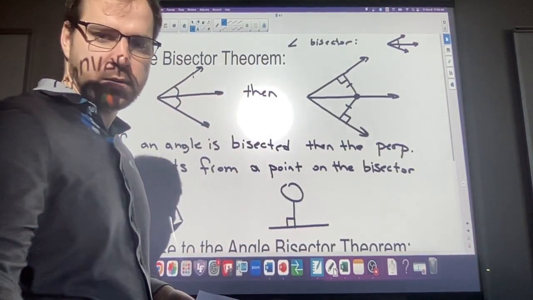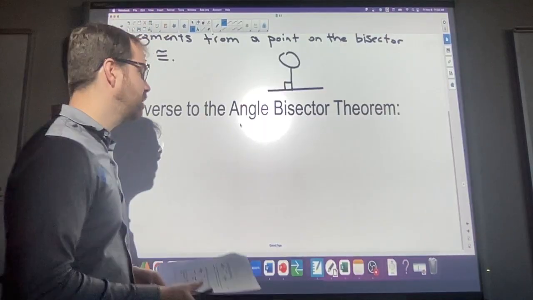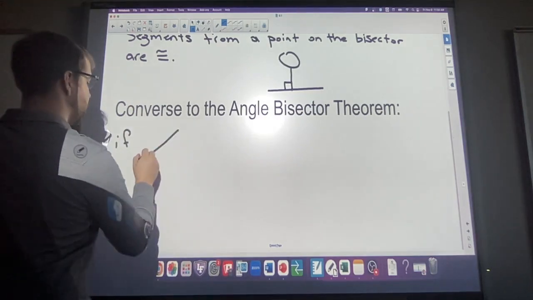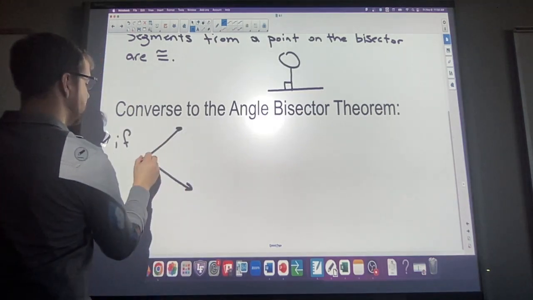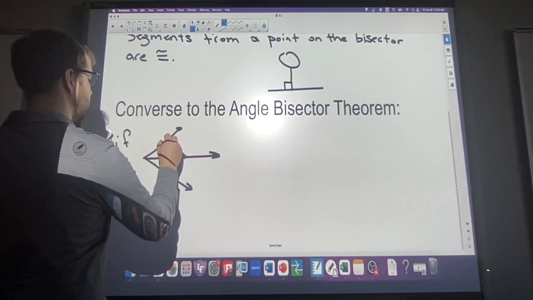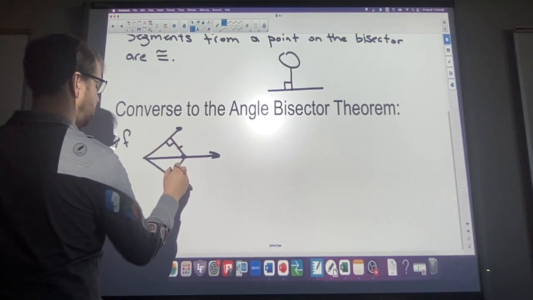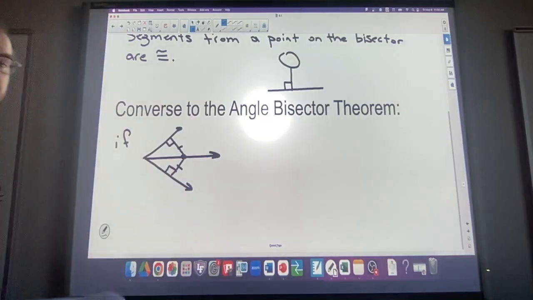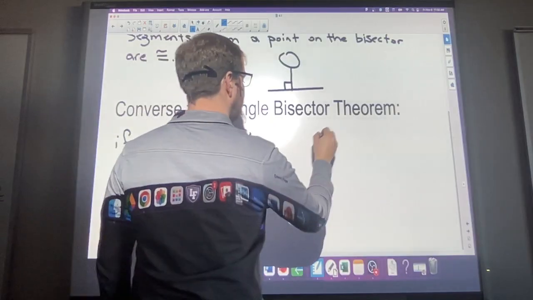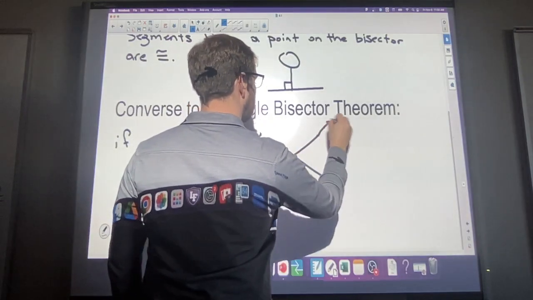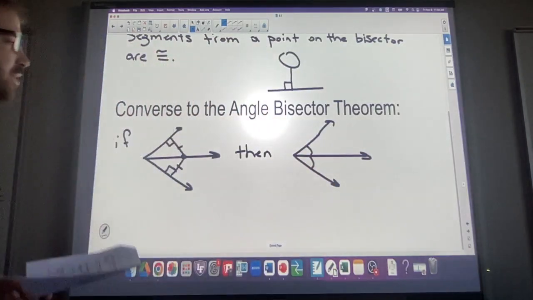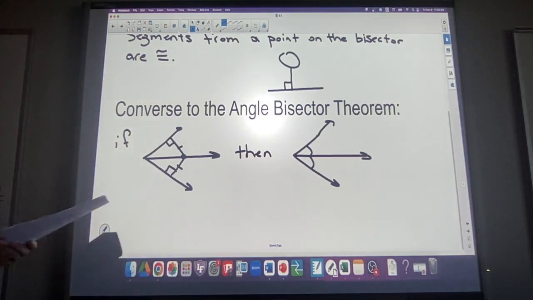All right, converse to the angle bisector theorem. Okay, same thing, but in reverse. So if we're going to have a point here, and if we had two perpendiculars that are congruent, just like that, then it must be the case that it's an angle bisector. Then it must be true that that's bisecting the angle.